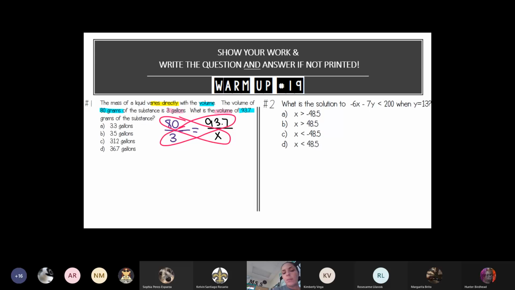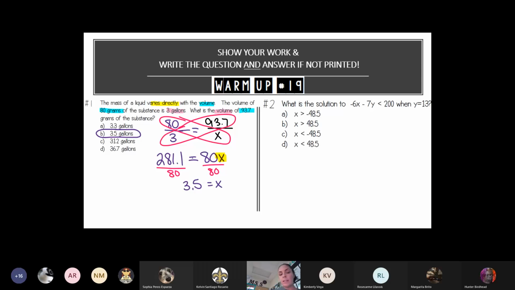So if I multiply 3 times 93.7, I'm going to get 281.1, and that's going to equal 80 times x, which is just 80x. Now all I need to do is solve for x, and to do that I can just divide by 80 and divide by 80, and I get 3.5 is equal to x, so it's 3.5 gallons. So B is my answer.